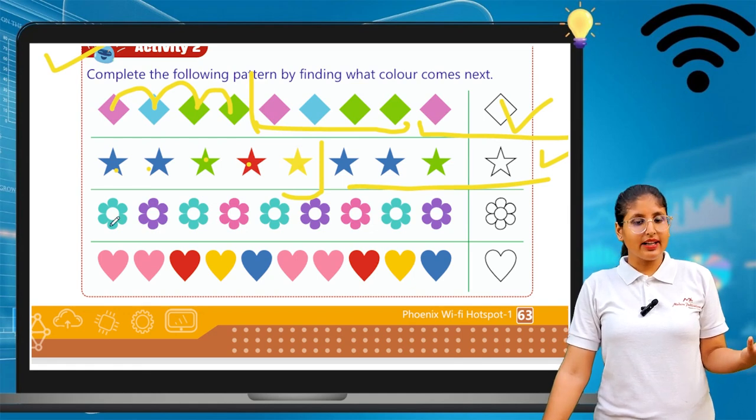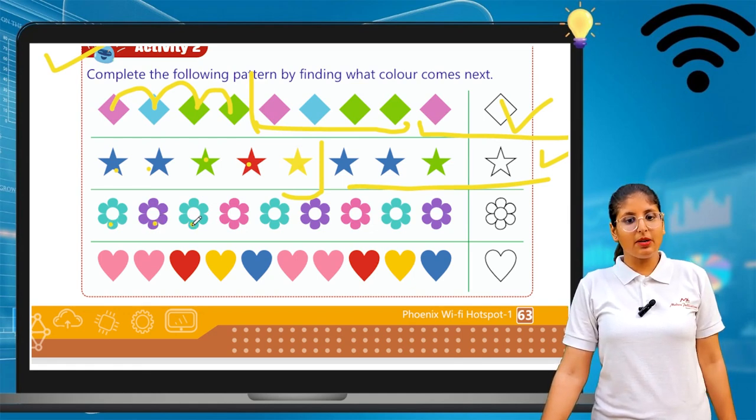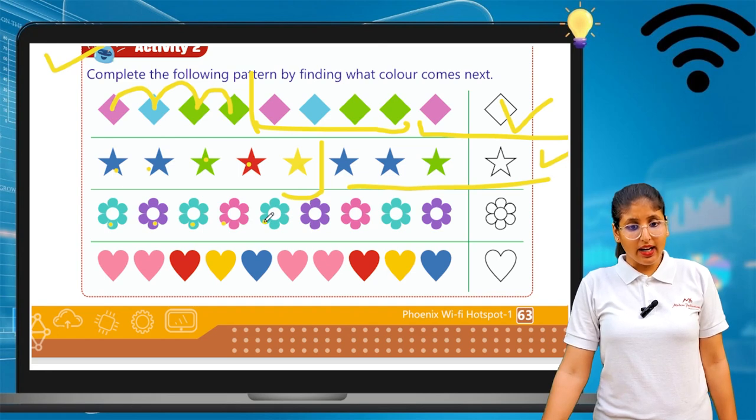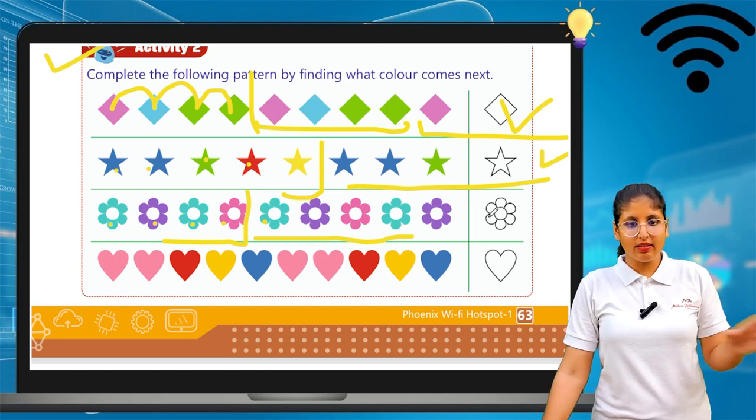Next, the flower, that is blue, purple, blue, pink, blue. Again the same pattern is there. So observe this, because this is the same, again here also. So the blue should be there, then purple, then blue. Like this you have to follow.